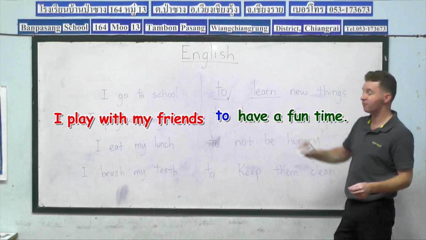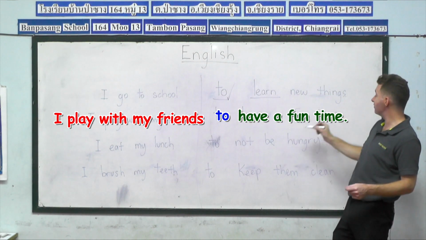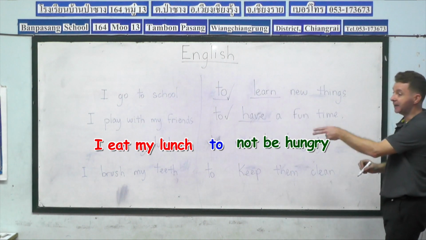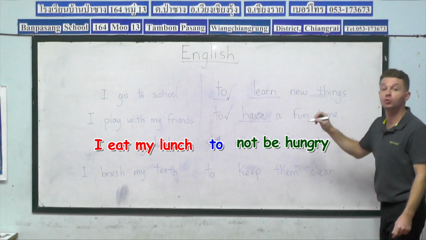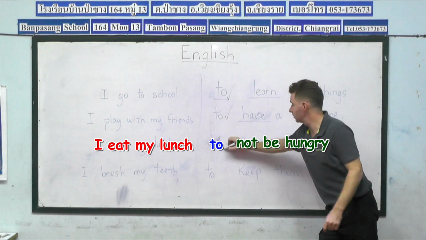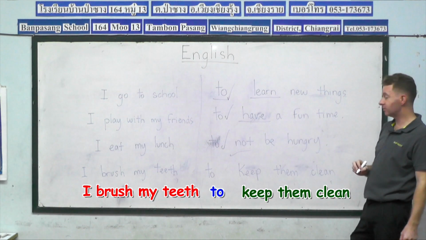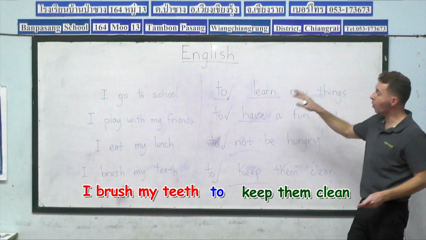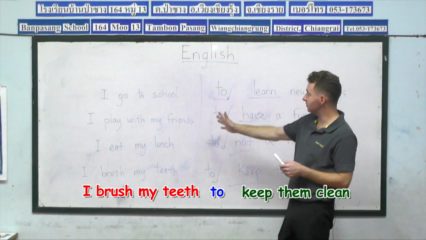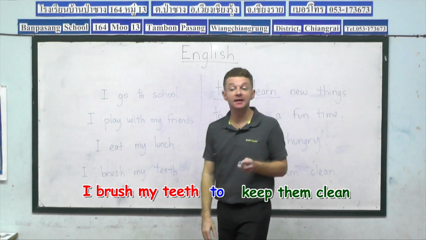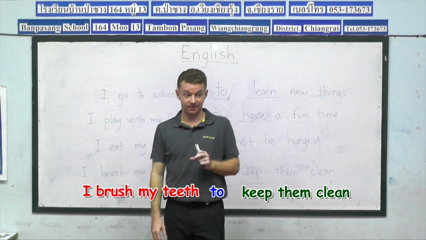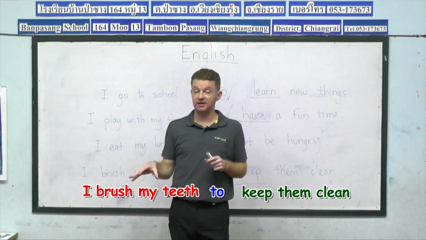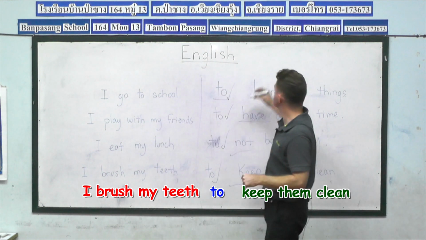I play with my friends to have a fun time. To have. I eat my lunch to not be hungry. I brush my teeth to keep them clean. Excellent, guys. So what we call the second part of this statement, where we make it longer, ready? This is called the infinitive of purpose, or purpose of infinitive. It can be said both ways.